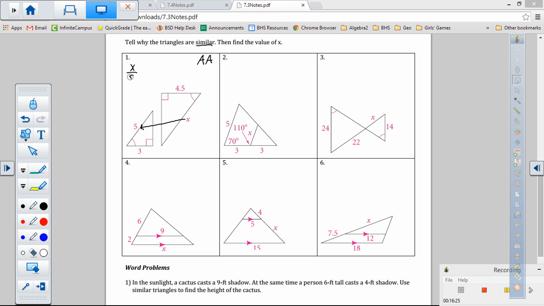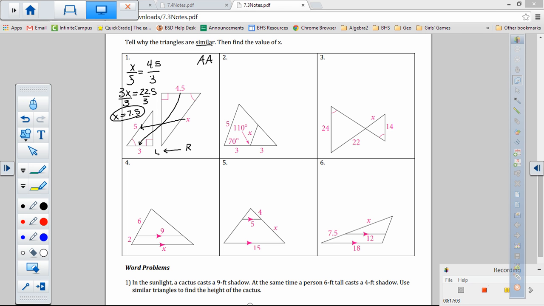X is to 5 as 4.5 is to 3. Notice I always go from this triangle on the right to that triangle on the left. I'm always keeping it consistent. So 4.5 is to 3. You have to cross multiply. 3x is equal to 22.5. You're going to divide both sides by 3, and x equals 7.5. Done.